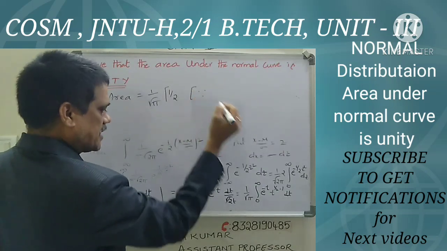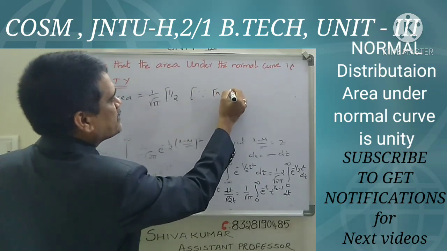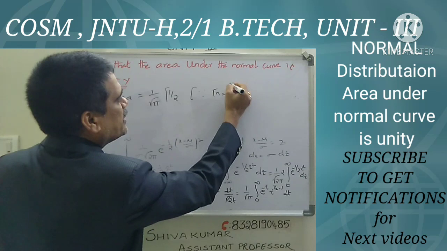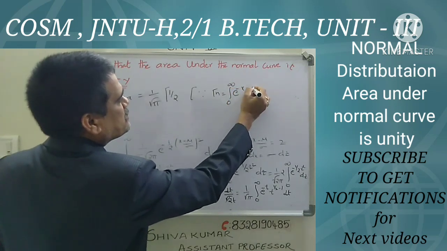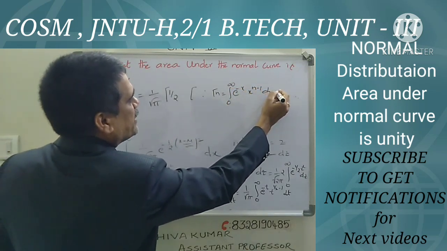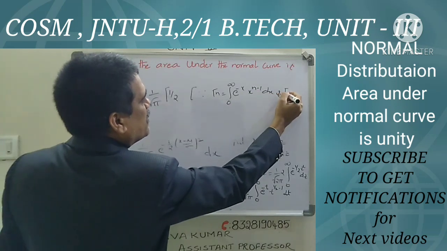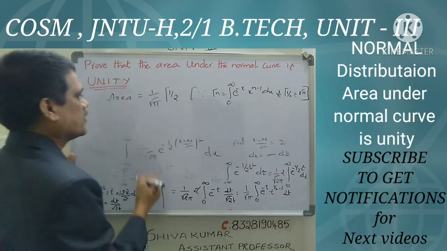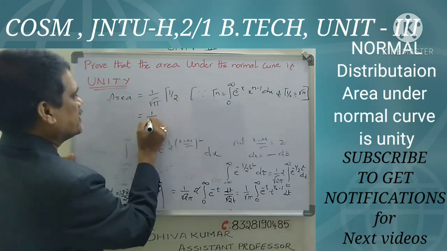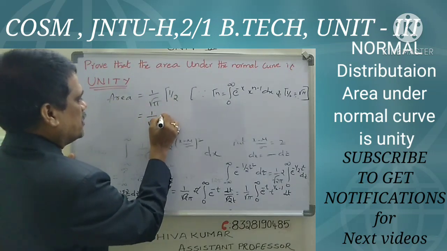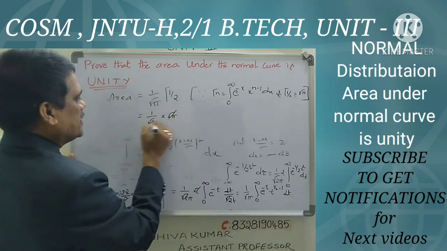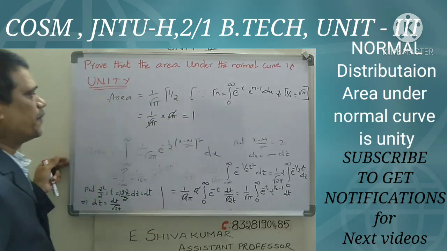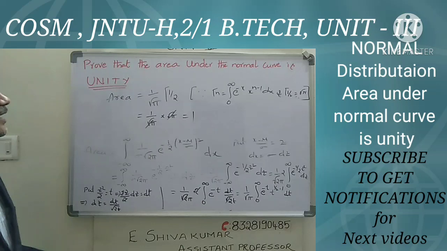Since I can write gamma of n is equal to integral 0 to infinity of e to the power of minus x into x to the power of n minus 1 into dx, and gamma of 1 by 2 is root pi. So this is equal to, we can write, 1 by root pi into root pi. So what has happened? You are getting 1. So we proved that the area under the normal curve is unity.